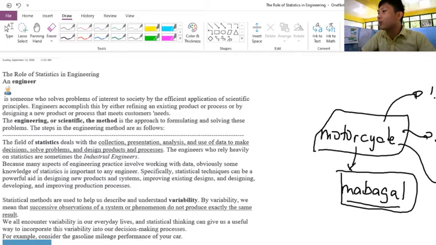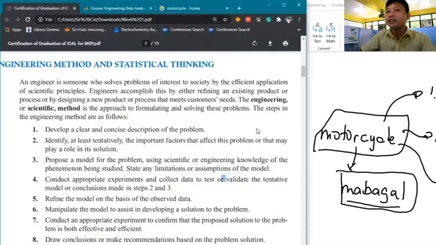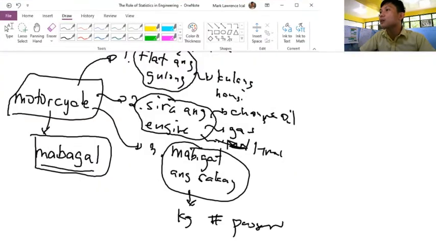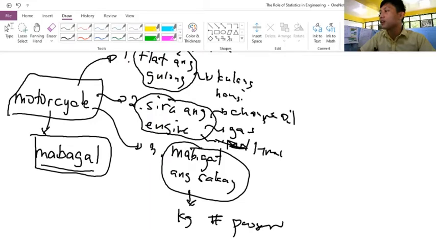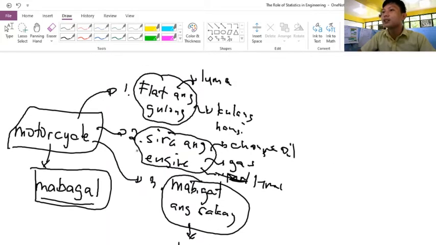So kapag mabigat naman ang sakay, marami tayong pwedeng isipin dyan, no? Ano ba yung kilo? Yung weight ng sumasakay or ilan yung number ng passenger. Okay? So nagets nyo naman siguro. So that's number 3. So number 4 is conduct appropriate experiments and collect data to test or validate the tentative model or conclusions made in step 2 and 3. Now, engineers would be so inclined to check or to measure the following. So, number 1, flat ang gulong.